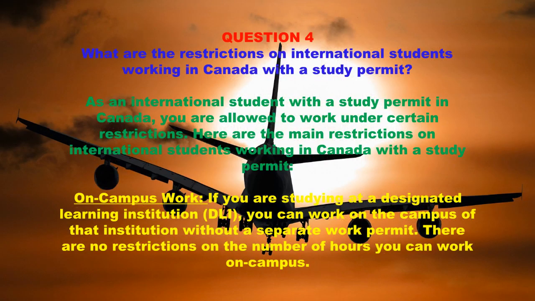Question 4. What are the restrictions on international students working in Canada with a study permit? As an international student with a study permit in Canada, you are allowed to work under certain restrictions. Here are the main restrictions. On-campus work: if you are studying at a designated learning institution (DLI), you can work on the campus of that institution without a separate work permit. There are no restrictions on the number of hours you can work on campus.